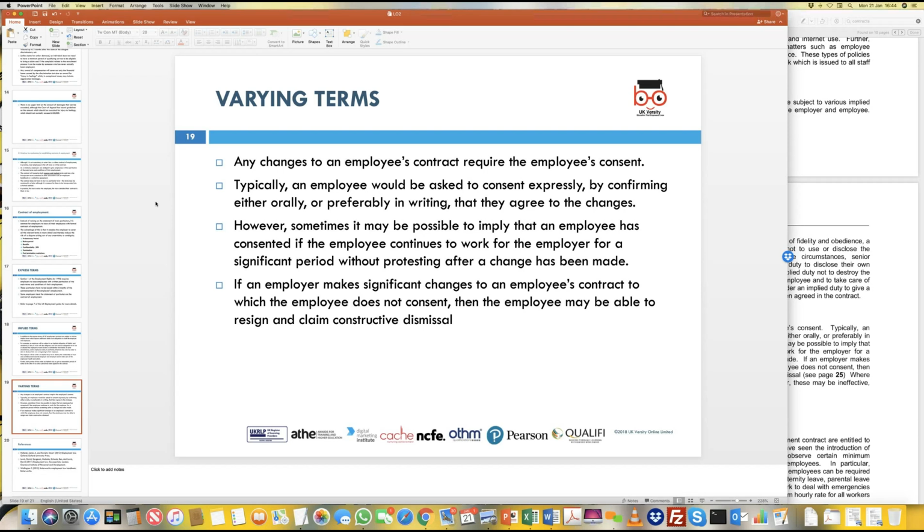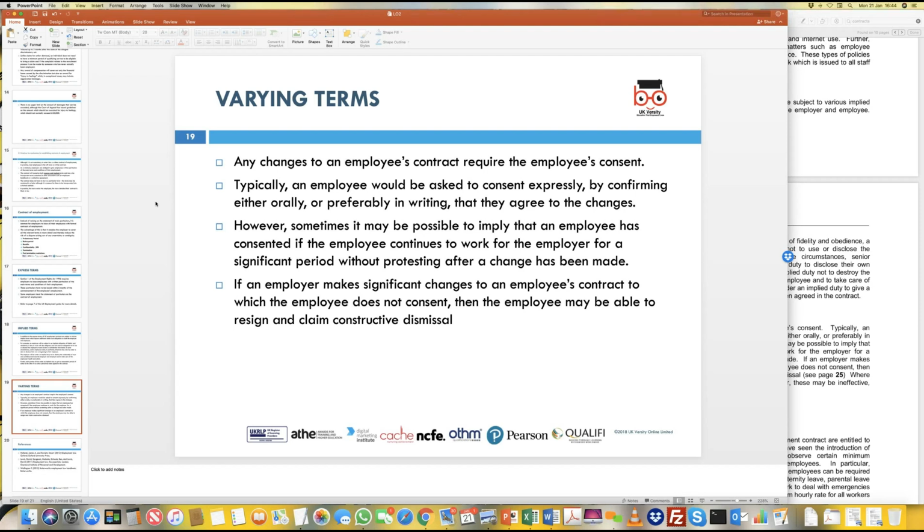Now, these are varying terms which the employers sometimes need to include in the contracts, because these terms and conditions are external to what they have defined, and sometimes they can change, and that is why they are classified as something called varying terms.